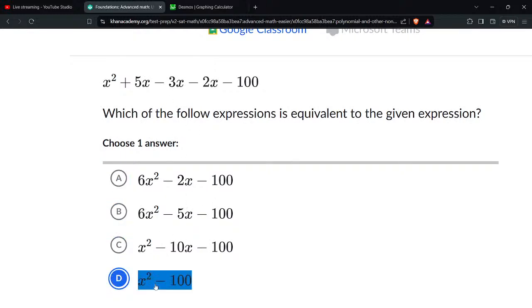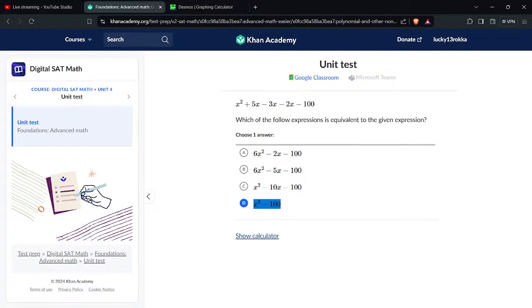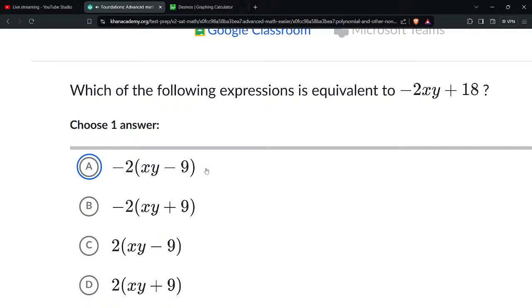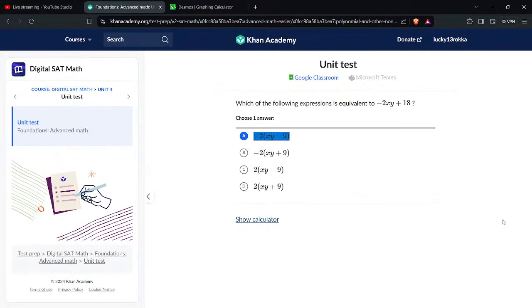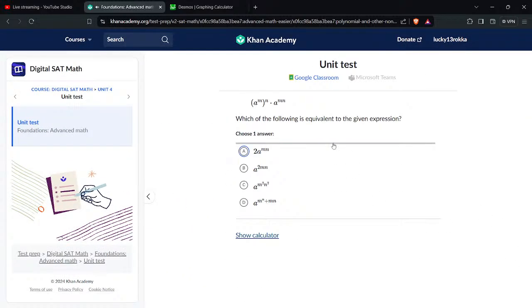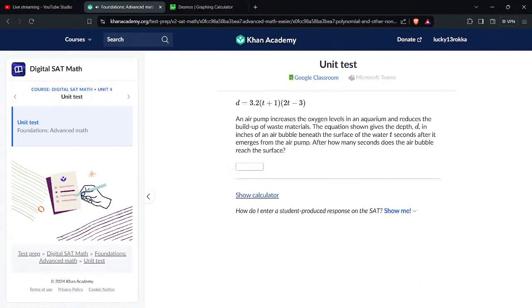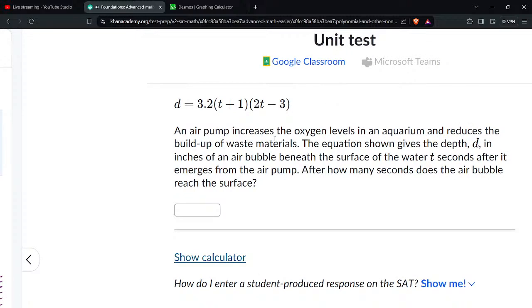Wait, is this a real question? What are they making you do here? Is this a real SAT question? What? How many? Okay, wait. I need to use my brain on this one.